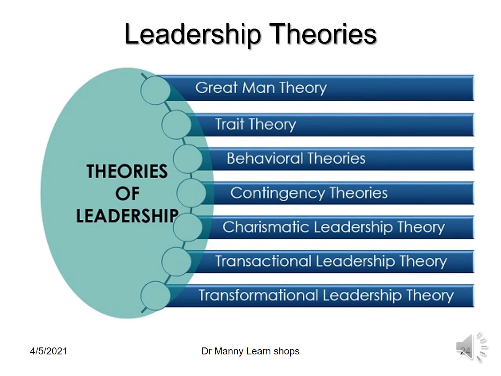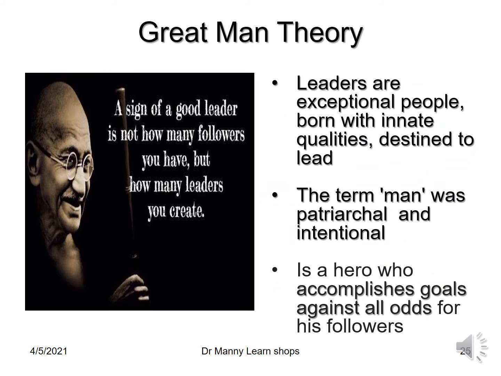So what are some of the leadership theories? You've got the great man theory, trait theory, behavioral theories, contingency theories, charismatic leadership theory, transactional leadership theory, and transformational leadership theory. But there are others as well. These are just some of the main ones. In great man theory, leaders are exceptional people, and they're born with innate qualities, and they're destined to lead. The term man was patriarchal and intentional a long, long time ago, but great man theory says it's a hero who accomplishes goals against all odds for his followers.